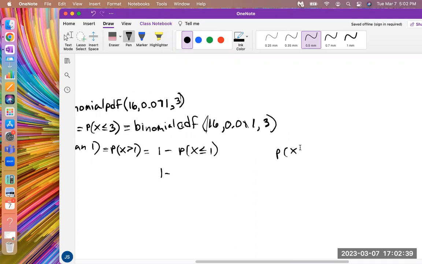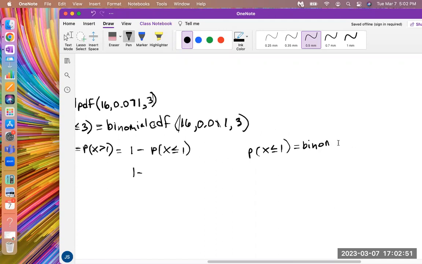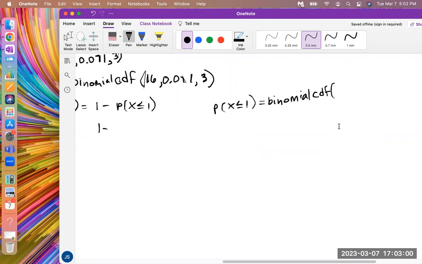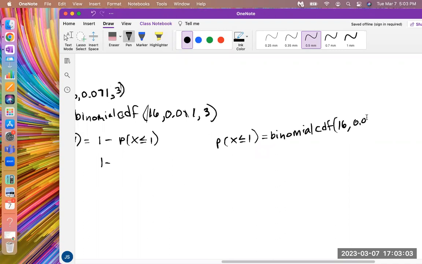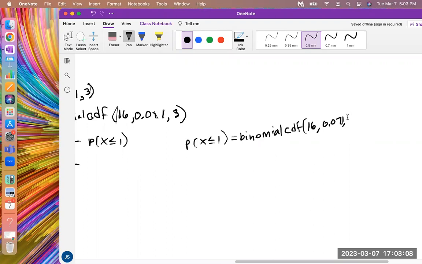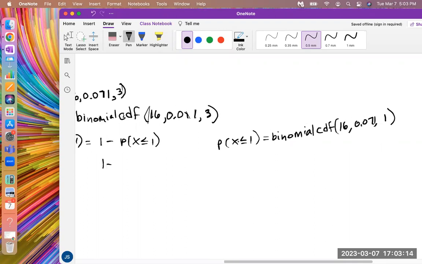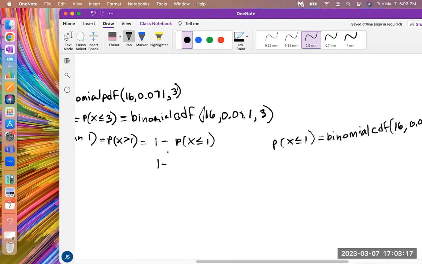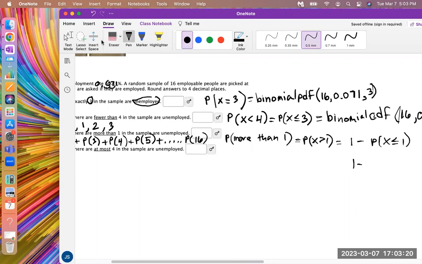The probability of X less than or equal to 1 is equal to binomial CDF, because it's 1 and smaller. The number of trials is 16, the probability of success is 0.071, and the value and smaller that we want is 1. So we calculate what that is, and then we just take it away from 1, and that's how we do this third part.